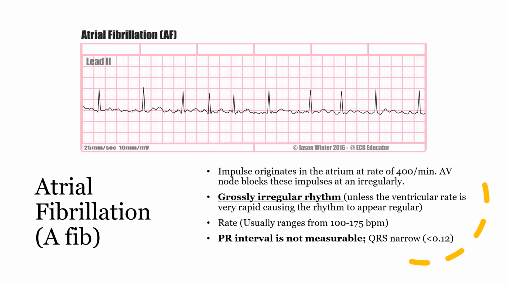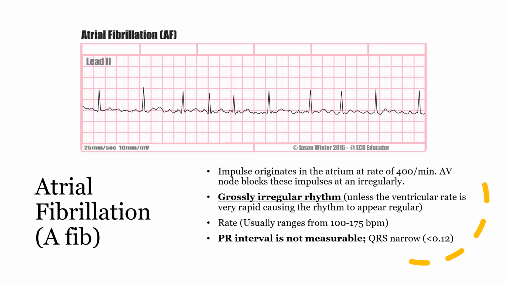So the rate is usually very high. The rate for this strip, if we count the R's, we get 1, 2, 3, 4, 5, 6, 7, 8, 9, 10. It's at 100. Atrial fibrillation, even if we're only counting the R waves, can be 100 to 175.